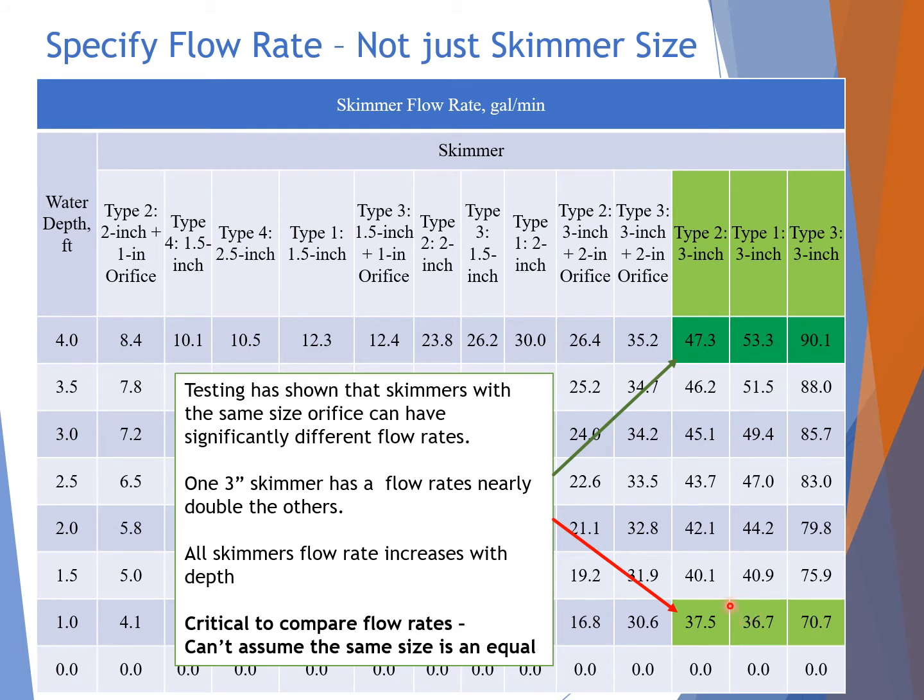As the depth in the tank increases from 1 foot to 4 feet, the flow rate also increases, about 25% for each skimmer. At the 4 foot depth, 2 of the skimmers are close to each other at 47 and 53 GPM, while the third skimmer is again nearly double at 90 GPM. So therefore, if you just specify a 3-inch skimmer and not the brand, type, or flow rate, you may not get what you desire and your pond may not function correctly. It is critical to compare the flow rates. You can't assume the same size is an equal for different skimmers.